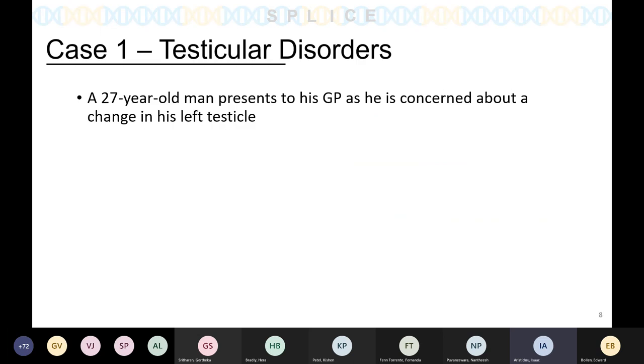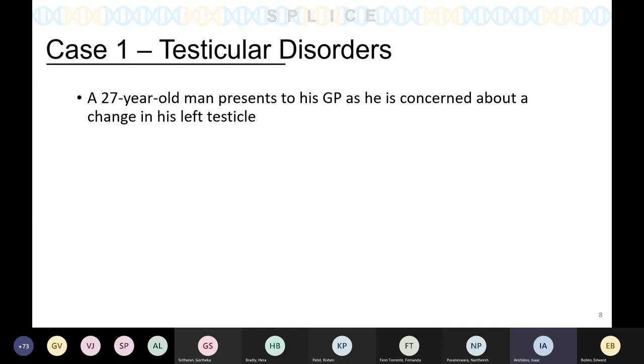So we'll move on to the first case. A 27-year-old man presents to his GP. Also, a lot of the surgical specialties can throw that in with GP as well, especially this sort of stuff, so they can ask questions about it in that way. Urethral strictures and stuff like that is what I won't be talking about. I don't think it comes up very much.